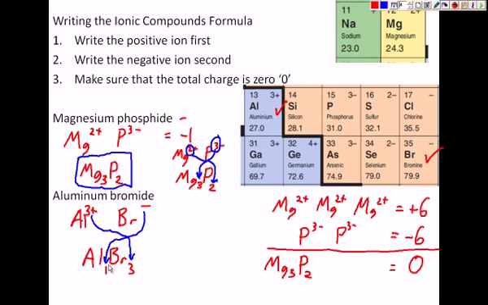Now, normally we don't write 1 right here. So what we can do is write Al Br3. Again, we don't write 1s as subscripts. And this is our final answer.